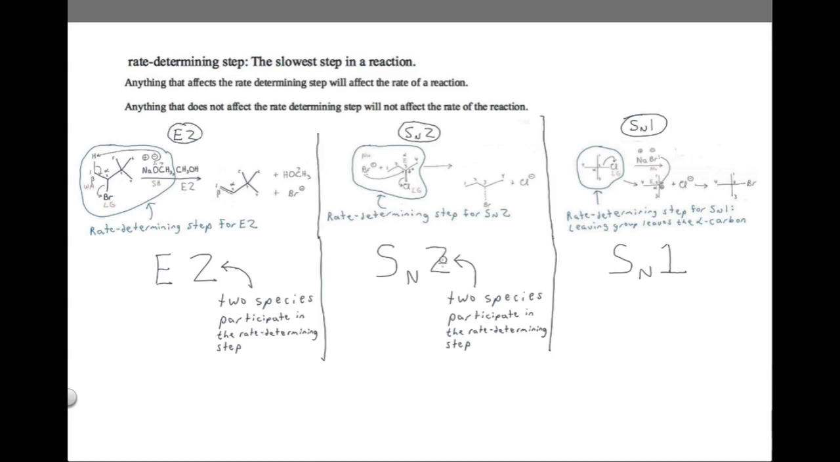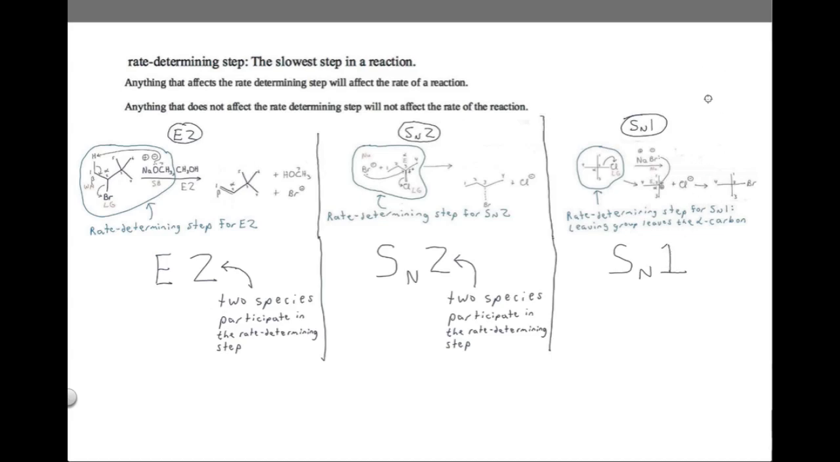Again, in an SN2 mechanism, there are 2 species that participate in the rate-determining step, the nucleophile and the substrate that includes the alpha carbon. 2 separate species participate in the rate-determining step for SN2, and that's why the mechanism has the number 2 in its name. Next question, what does the number 1 stand for in the term SN1 mechanism?